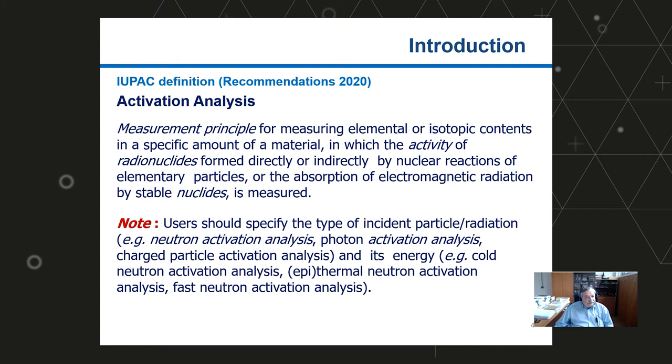We can also use photons or charged particles, then it is called photon activation analysis or charged particle activation analysis. And we also define the energy of these incident particles. So we can do, for instance, neutron activation analysis with cold neutrons. In this case, it is cold neutron activation analysis. We can do it with epithermal neutrons, with thermal neutrons, or with fast neutrons. I will say a little bit more on this later.